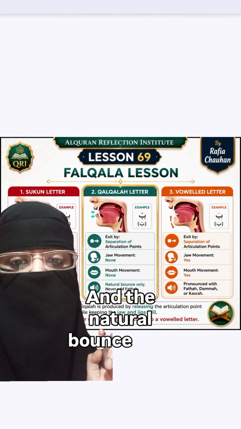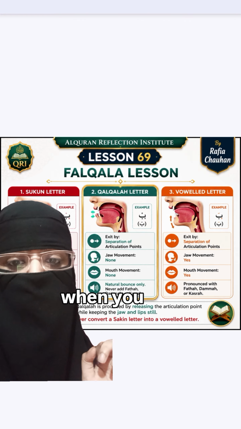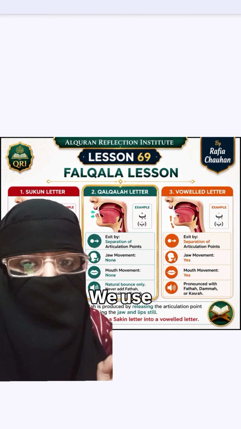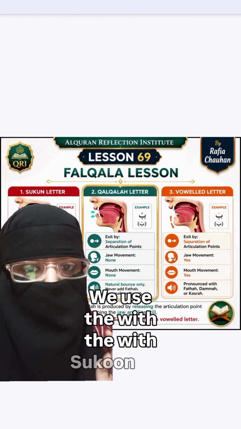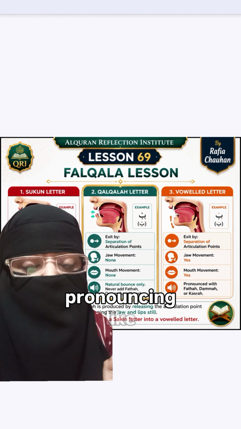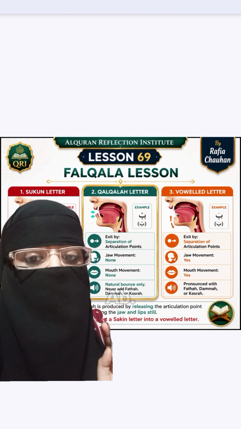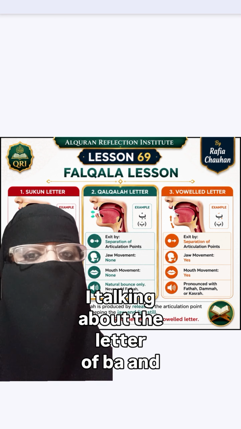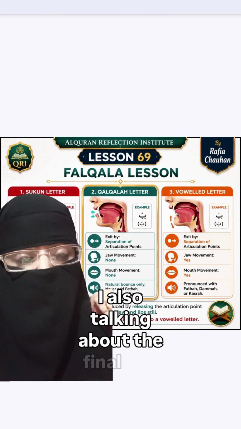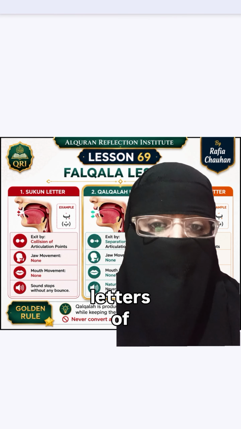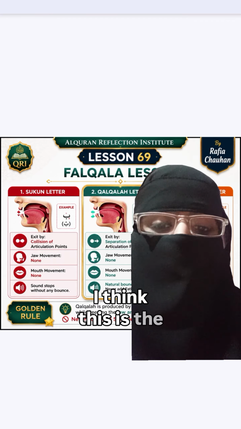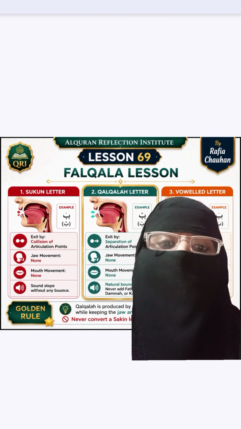And the natural bounce happens only when fatha, dhamma, and kasra are not used. We use it with sukoon and pronounce it like "ab". I'm talking about the letter ba, and I'm also talking about the final letters of many words. I think this is the perfect lesson.